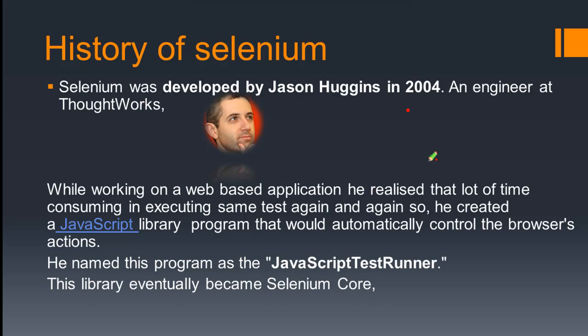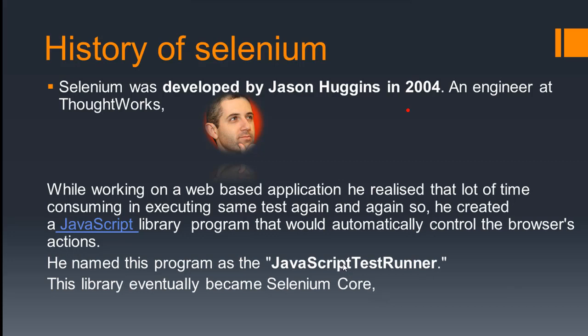So he introduced a JavaScript program that would automatically control the browsers, and this was the first version. He created a Java library that would automatically control the browsers, and named this program JavaScript Runner. Eventually he made it open source, and as other contributions were taken up, this JavaScript Runner was converted into Selenium Core.